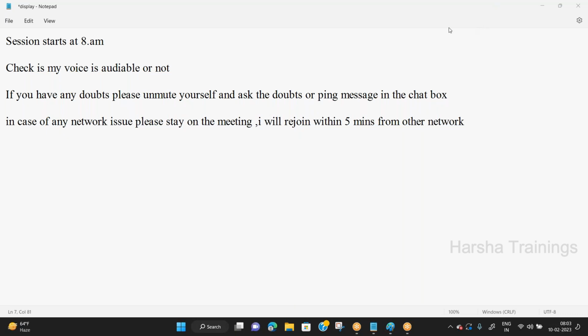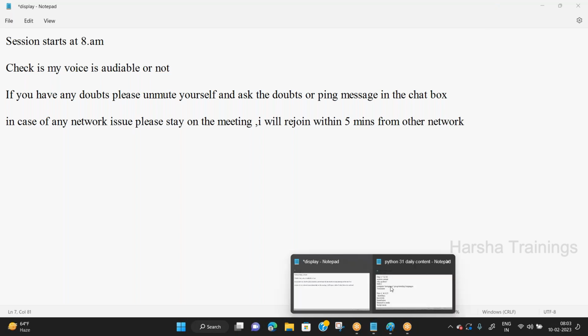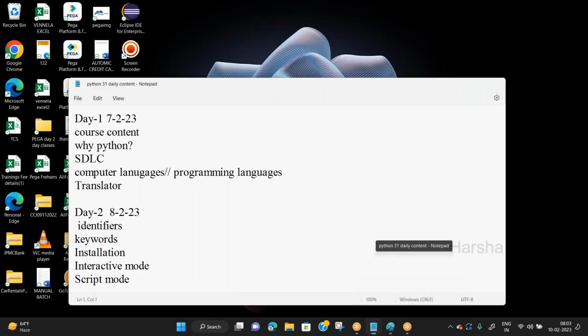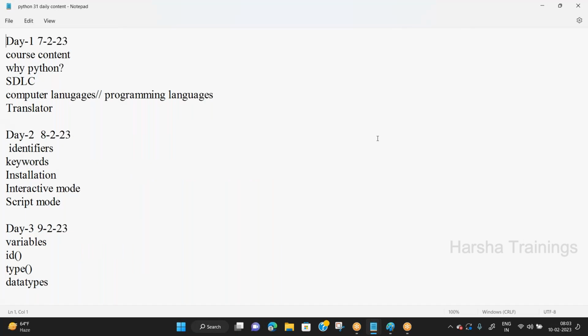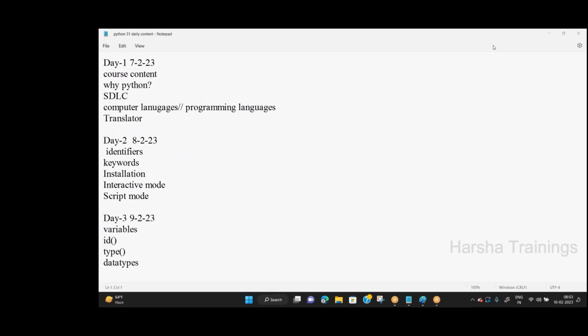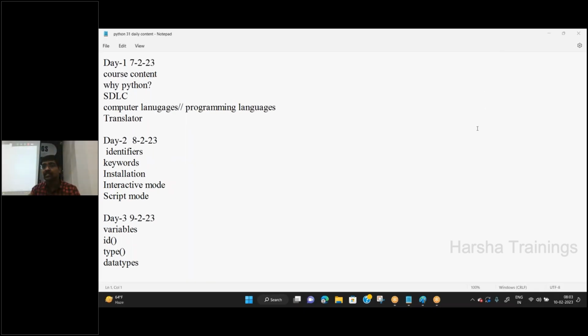Before going to today's session, the first thing is what happened in the last session. In the last session, our main topic was variables. Here we discussed what a variable is and how to initialize. What is the term initialize?